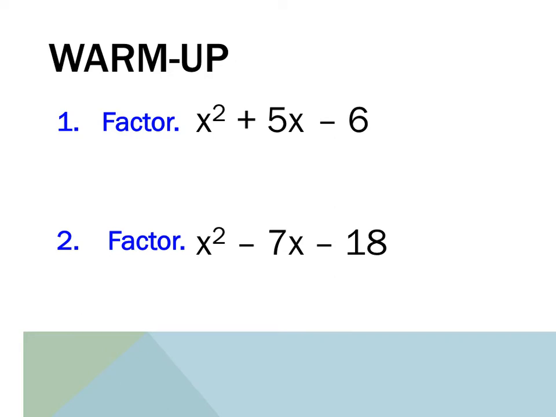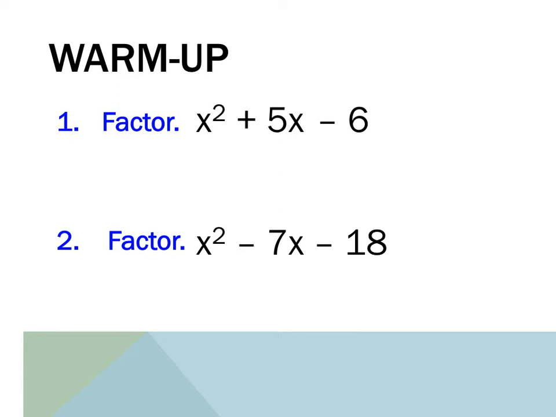For today's lesson, we're going to continue looking at factoring, but looking at factoring with coefficients bigger than 1 in front of x squared. But before we do that, let's take a look at a couple warm-up problems based off of yesterday's lesson. So here it says factor x squared plus 5x minus 6, and we also have to factor the one below, x squared minus 7x minus 18.